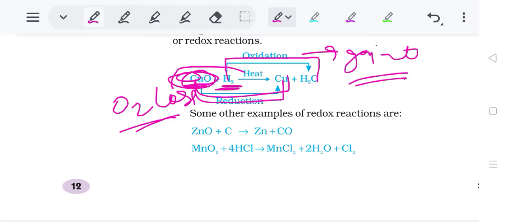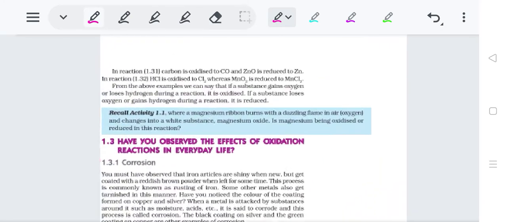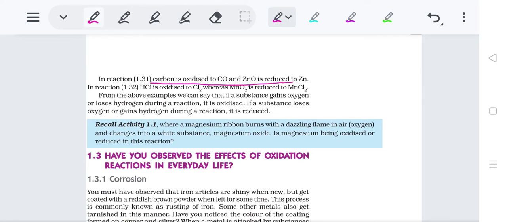So now they will be asking, there is hydrogen addition also, why is it not known as reduction? Because first we will talk about oxygen, then we will take the case of hydrogen if we are not getting oxygen. An example is zinc oxide plus carbon gives zinc plus carbon monoxide. So in this reaction, carbon is oxidized to give carbon monoxide and zinc oxide is reduced to zinc. HCl is oxidized to Cl2, whereas MnO2 is reduced to MnCl2.